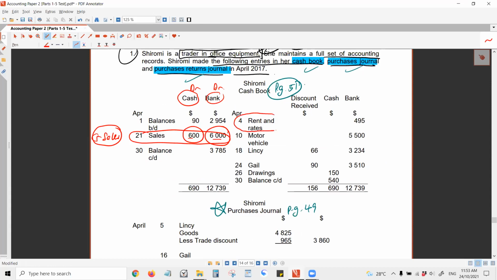This is crediting bank, right? So you help them to debit rent and rates. Simple. Just help them to complete the double entries.